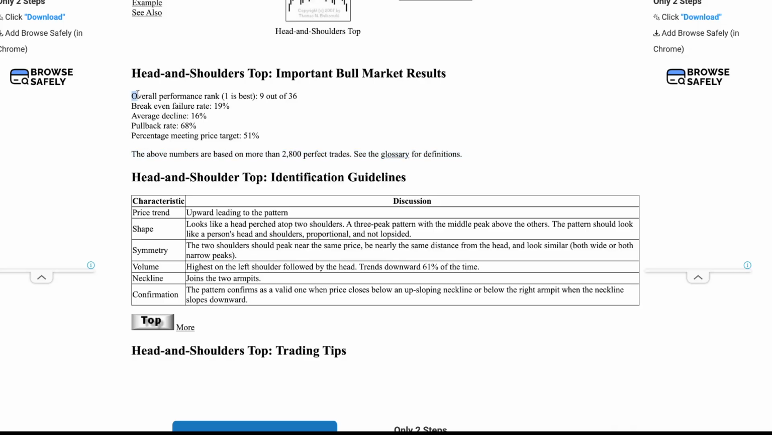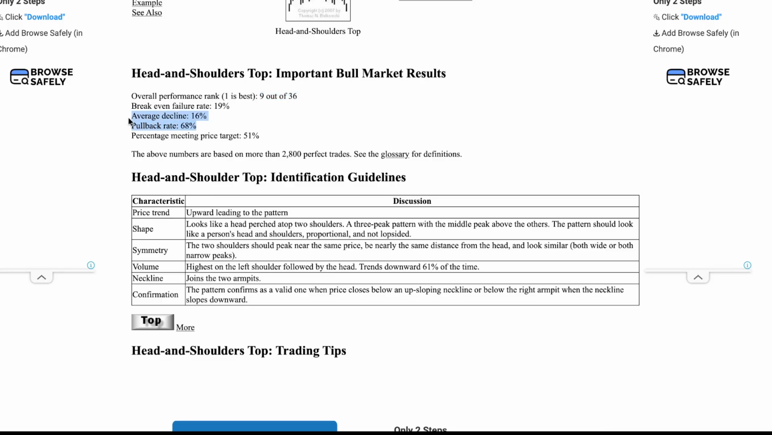So there's that. And then there are a couple of percentages here. First is overall performance. One is best, right? So the lower the number, the better the performance. This has 9 out of 36. So maybe he has 36 patterns, I don't know, I haven't counted them. But this is ranked 9 out of 36, meaning it's a pretty good pattern. Break-even failure rate, 19. Average decline, 16. Average pullbacks, or the pullback rate, is 68.